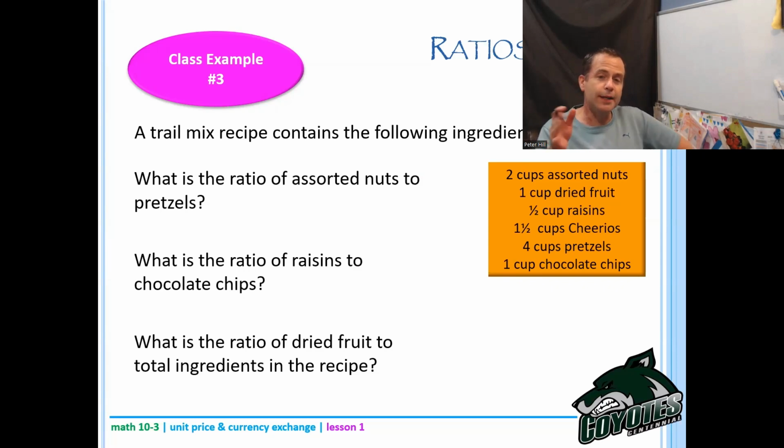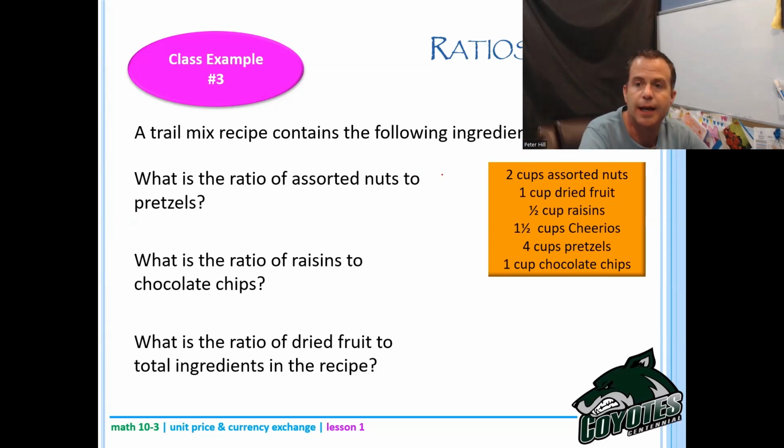Okay, what is the ratio of assorted nuts to pretzels? We just find that right off of our list. So assorted nuts, I have 2 cups of those. So I have 2 to something. And then the pretzels, I have 4 cups of pretzels, so I end up with 2 to 4.